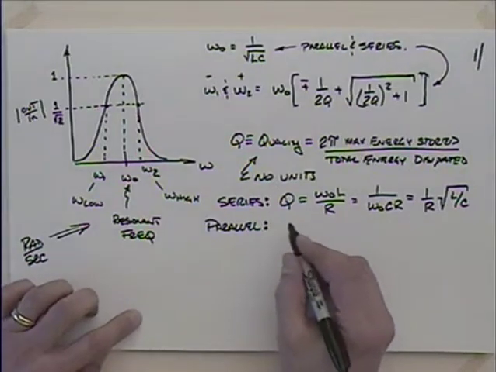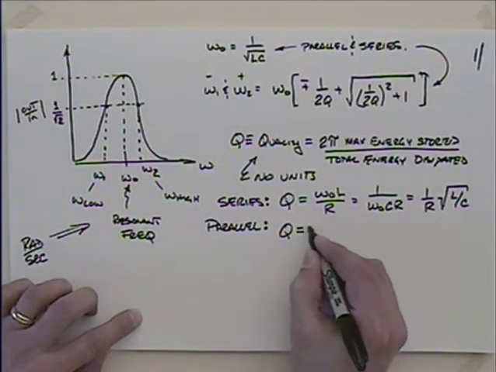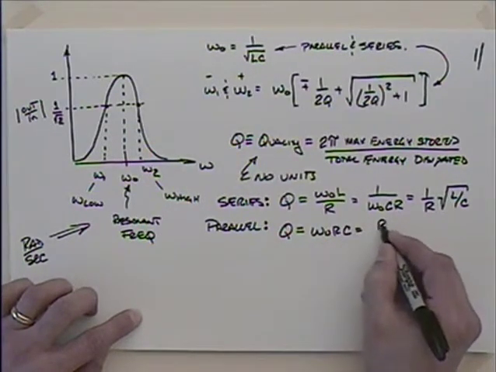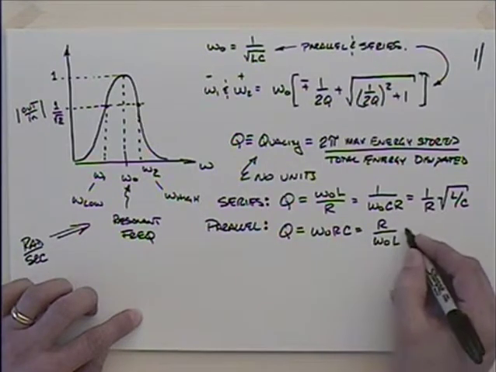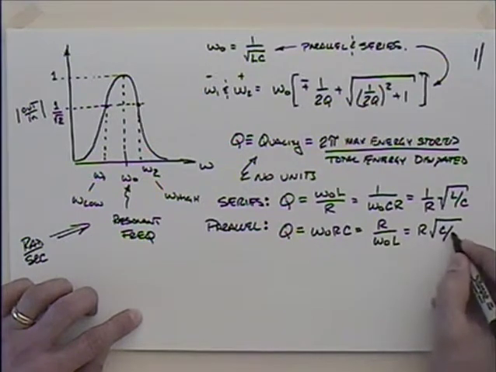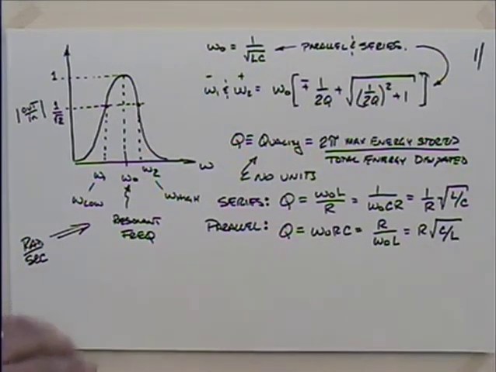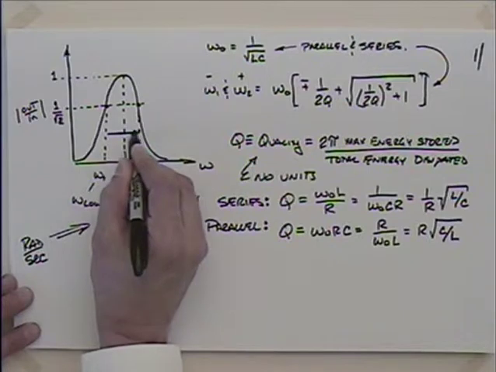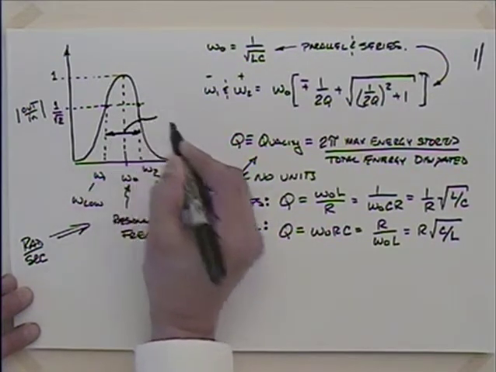Then if we have a parallel circuit, the quality could be calculated a little bit differently: omega naught times R times C, or R divided by omega naught times L, or R times the square root of C over L. Okay. So those are ways that you can calculate the quality. And we'll go through an example and calculate some quality so you get an idea of what that's a measure of. Before we do that, I'd like to finish up with a few things here. I might talk about the bandwidth. So this is our bandwidth.